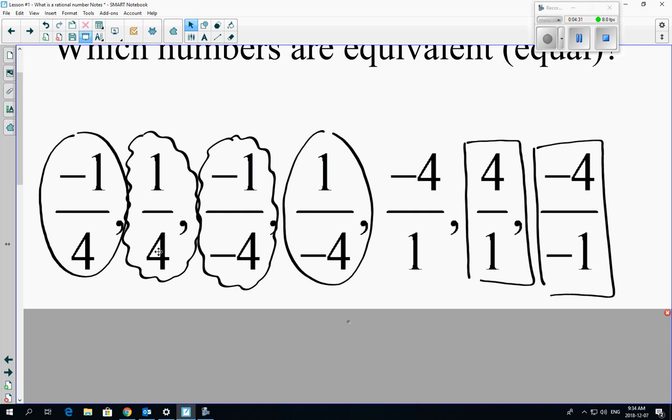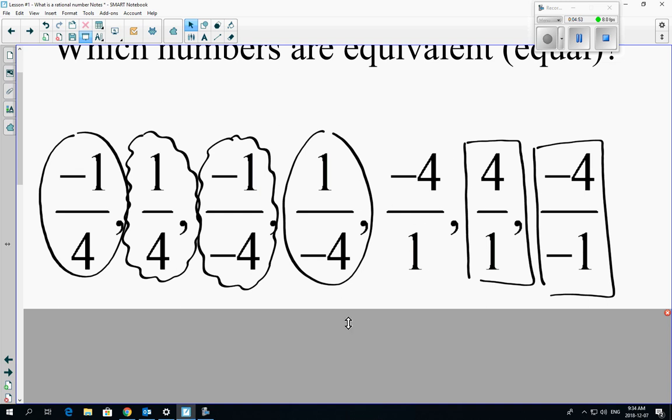Here, these ones with the squiggly lines around them, this is positive 1/4. And we know from past experience that a negative divided by a negative right here is also a positive. So these two are equivalent. Here, 4 over 1, again, positive. 4 over positive 1 is still a positive number. Negative 4 divided by negative 1 is still a positive number. So these two are the same. And this lone one here is just kind of by itself.